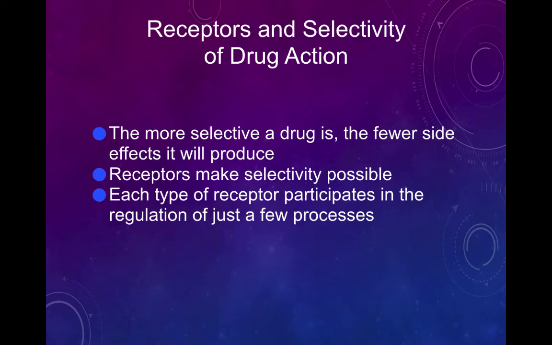Receptors and selectivity of drug action. The more selective a drug is, the fewer side effects it will produce. Meaning, the more selective it is to a certain receptor, the fewer side effects it produces, because it will only go to certain receptors, if that makes sense. So receptors are what make selectivity possible. Selectivity, basically what I mean by that, is it's targeting only certain areas, because you don't want it turning on multiple areas. That's when side effects occur. Each type of receptor participates in the regulation of just a few processes. This is how we get selectivity with drugs.